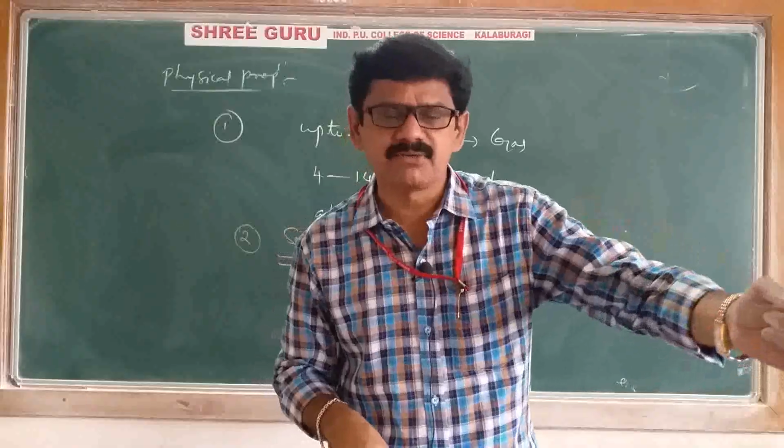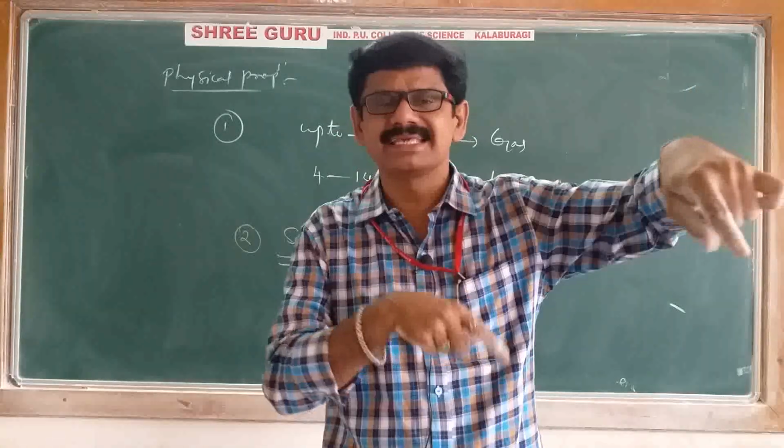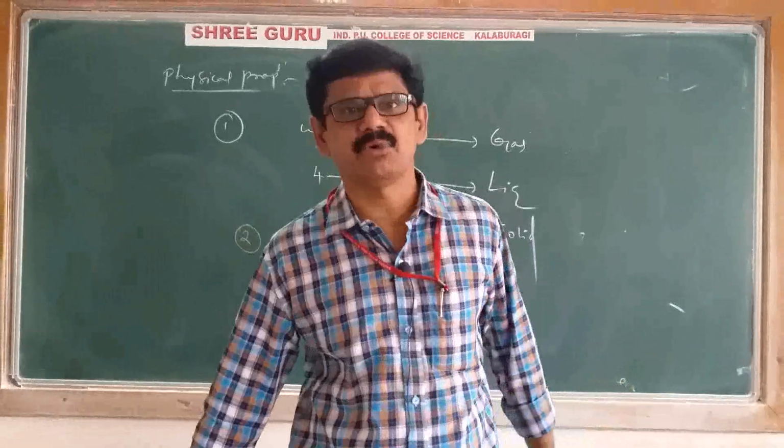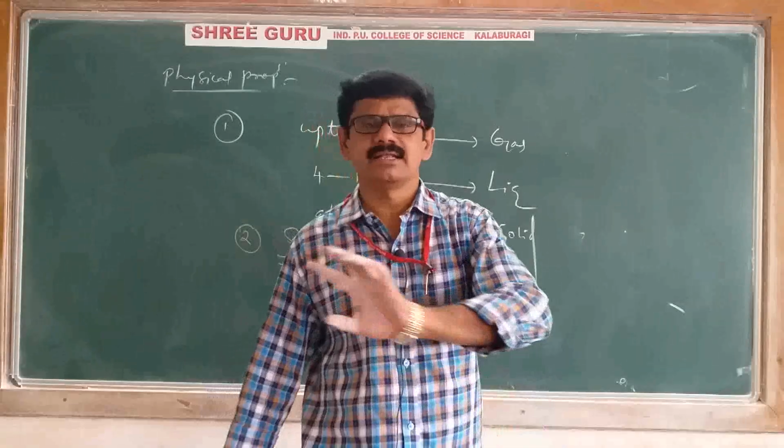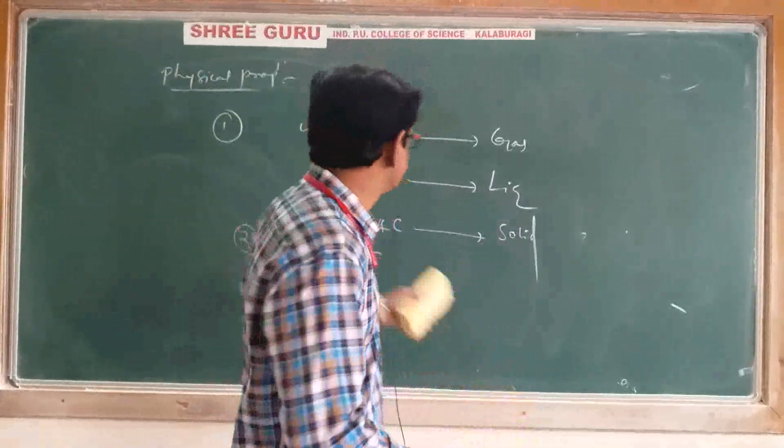Why are they not soluble in water? Because water is polar. Alkenes are non-polar. Water is polar. Alkenes are non-polar. That's why alkenes are not soluble in water, but they are soluble in organic solvents only.